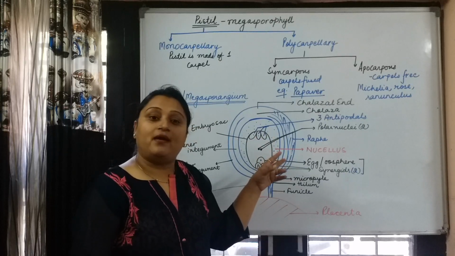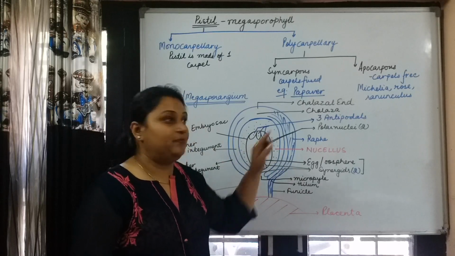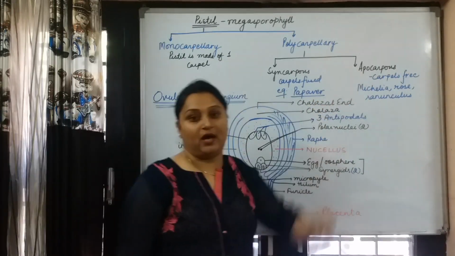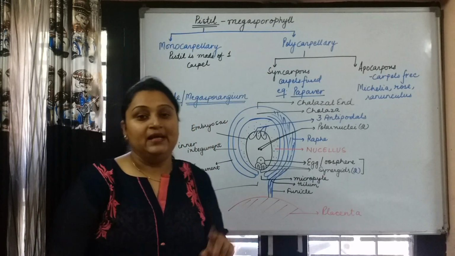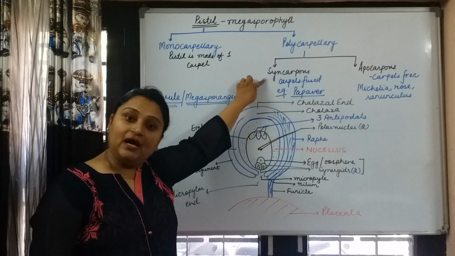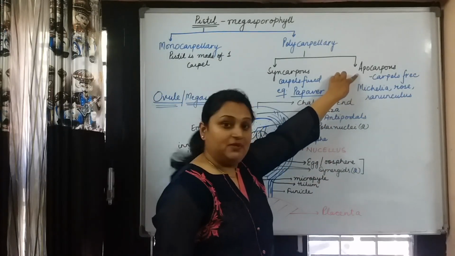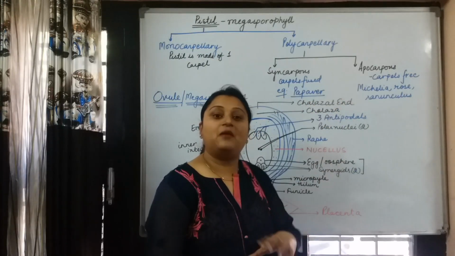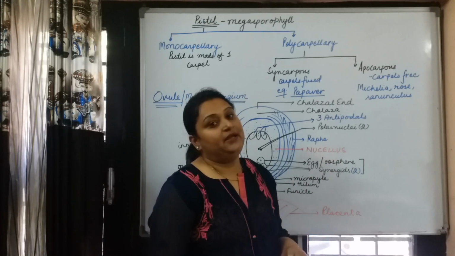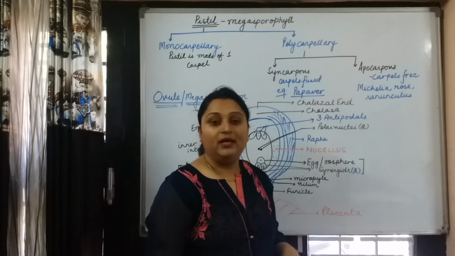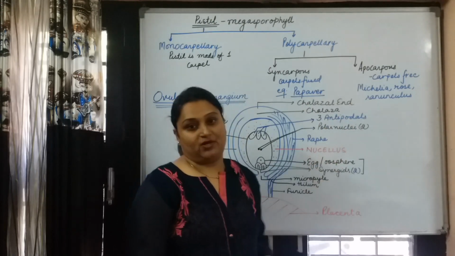Many pistils are there, and polycarpellary therefore is of two types. One is called the syncarpous condition, another is called the apocarpous condition. If the carpels are fused to form one pistil, then the condition is called syncarpous. An example is Papaver. Apocarpous: apo means free. If the carpels are free, not united to form one pistil, they are separate, then it is called an apocarpous condition. A few examples are Michelia, Rose, Ranunculus, etc.